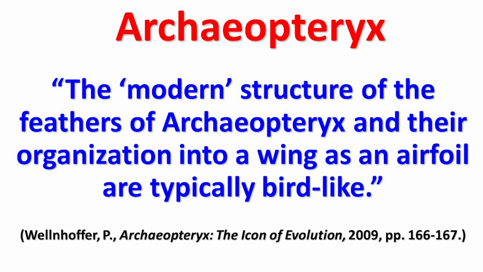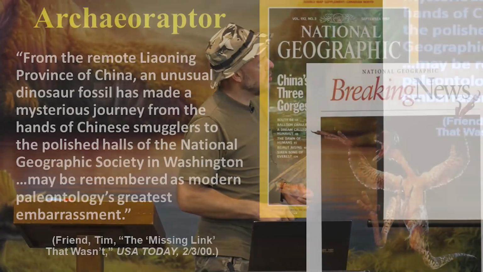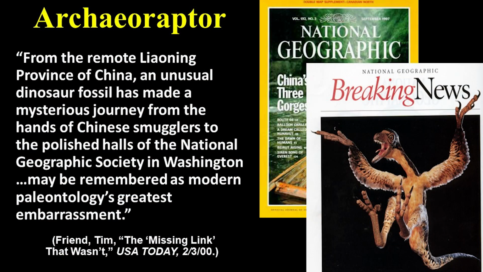Evolutionists are dying to find something that's kind of like a half dinosaur, half bird. And they've tried all kinds of things. In fact, there was Archaeoraptor. Now, this was prominently featured as breaking news in National Geographic, and then it was shown to be a fraud. But they were so eager, they just ran with this thing.